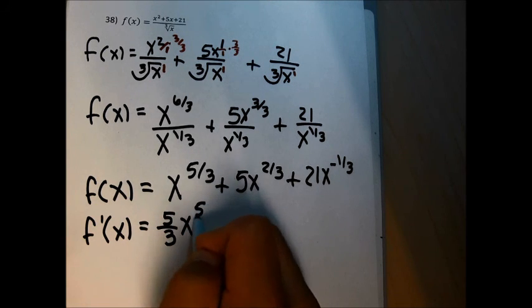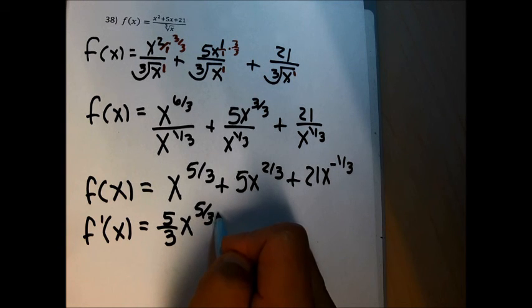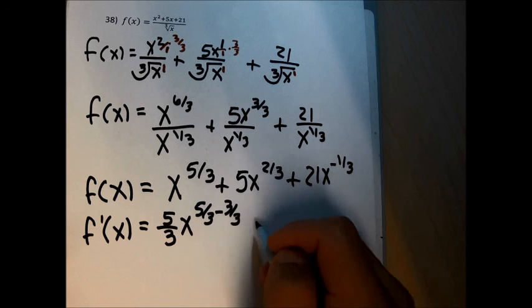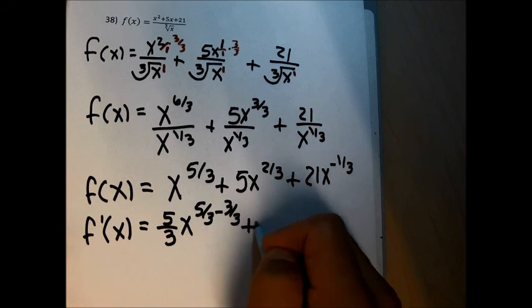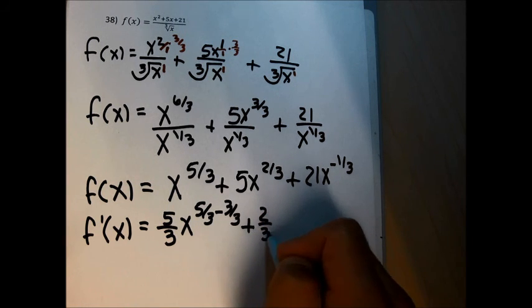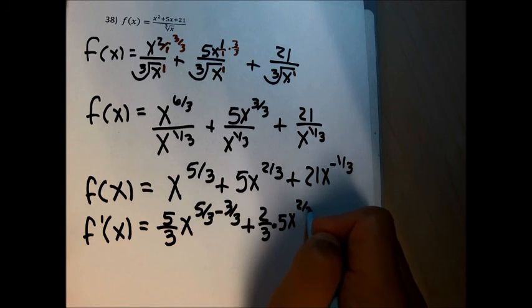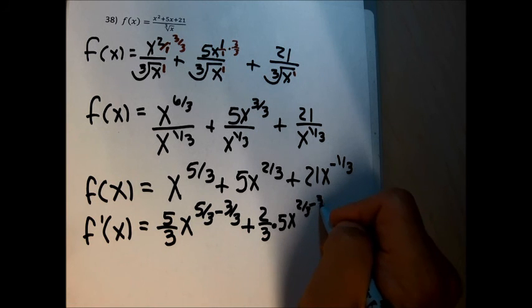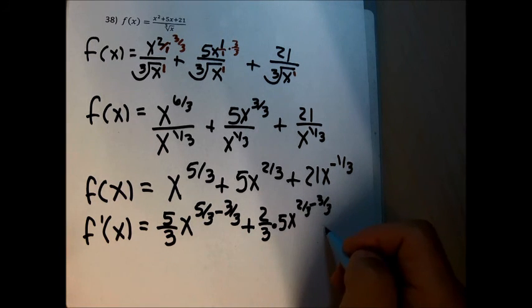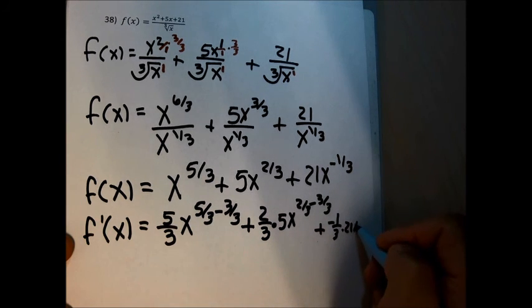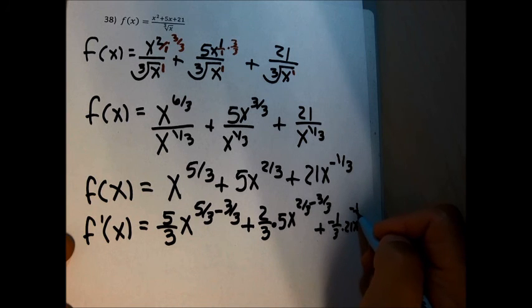X to the 5/3 minus 1. But instead of my minus 1, I'm going to write minus 3/3. Second derivative, I'm going to go 2/3 times 5, x to the 2/3. Instead of writing minus 1, I'm going to write minus 3/3. And then plus negative 1/3 times 21 x to the negative 1/3 minus 3/3.